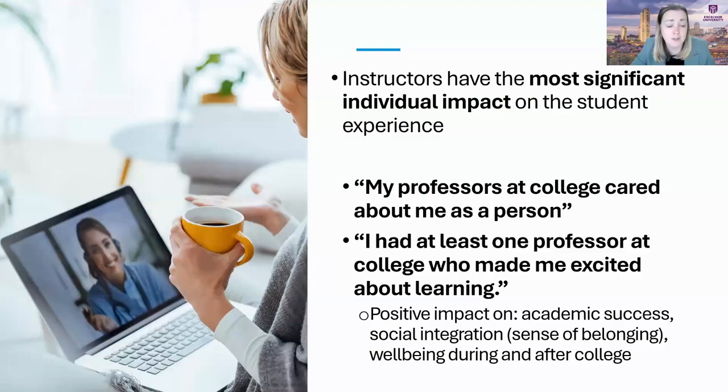All right, so another reason why here. You've already gotten at the crux of it with that mentee, but really the research supports that when a student has at least one supportive relationship with a faculty member, it is a key factor in impacting not just their success in the classroom and their success in achieving their degree, but also their social integration at the university, their sense of belonging, and their well-being post-college. So research has found that when students agreed with either of these statements, my professors at college cared about me as a person, and I had at least one professor at college who made me excited about learning, it had a positive impact on their academic success, their social integration, and their well-being and thriving in their work after college.